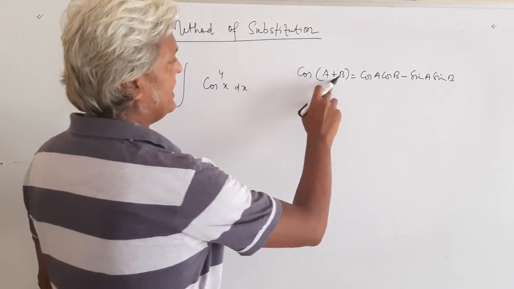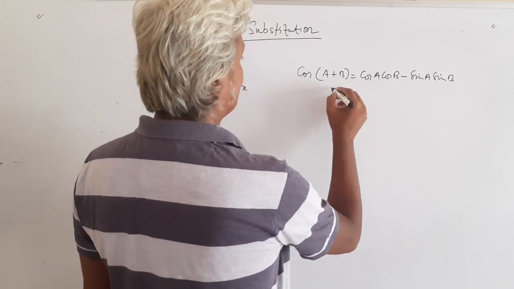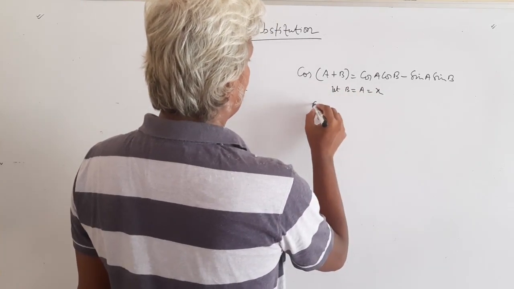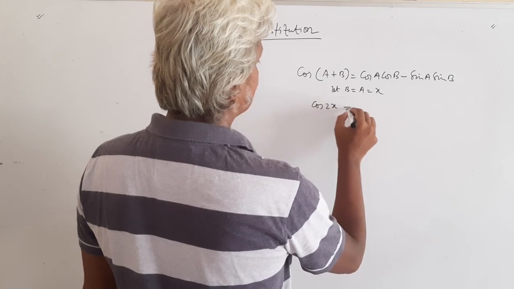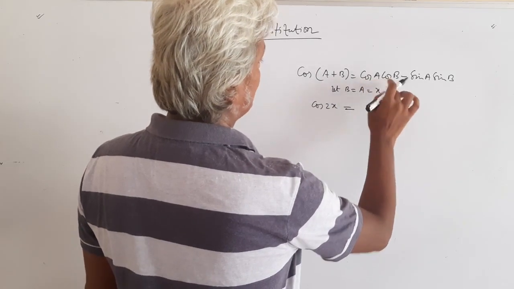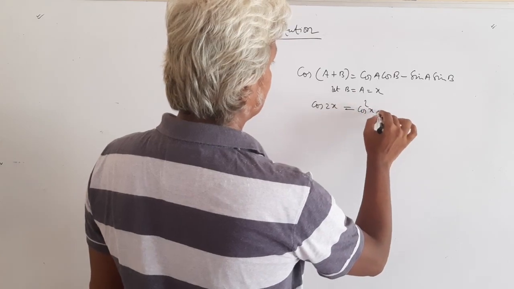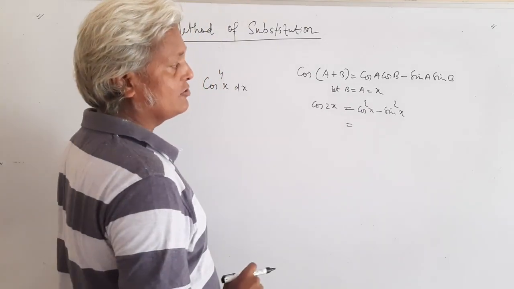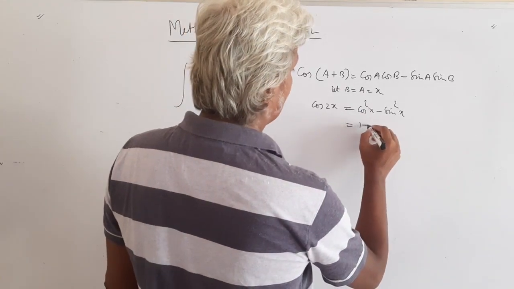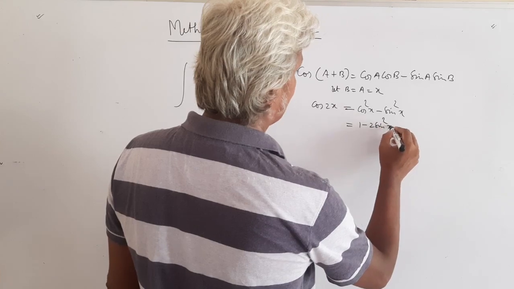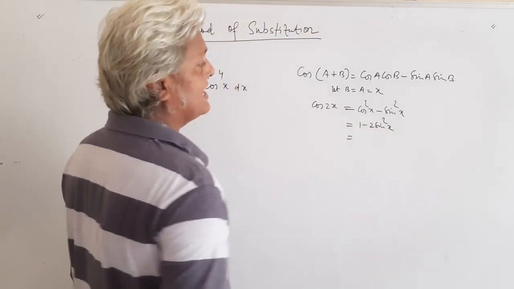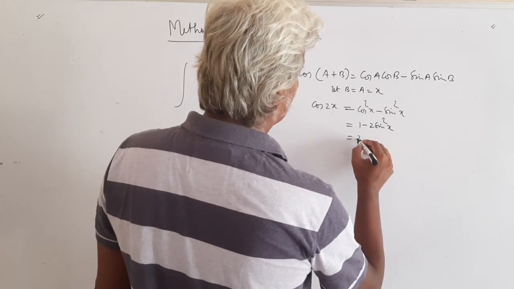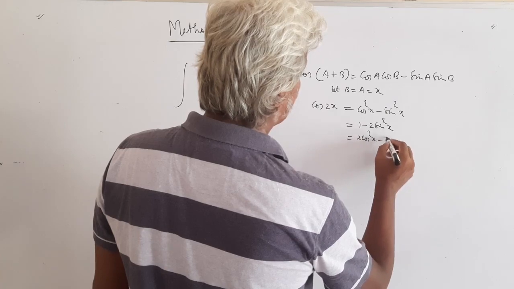Now if you replace B as A, so let's say B is equal to A equal to x. So we'll have cos 2x as cos x cos x, that is cos square x minus sin square x. If you express this cos square x in the form of sin square x, you will have 1 minus 2 sin square x. Otherwise, if you write sin square x in terms of cos square x, the whole expression will become 2 cos square x minus 1.